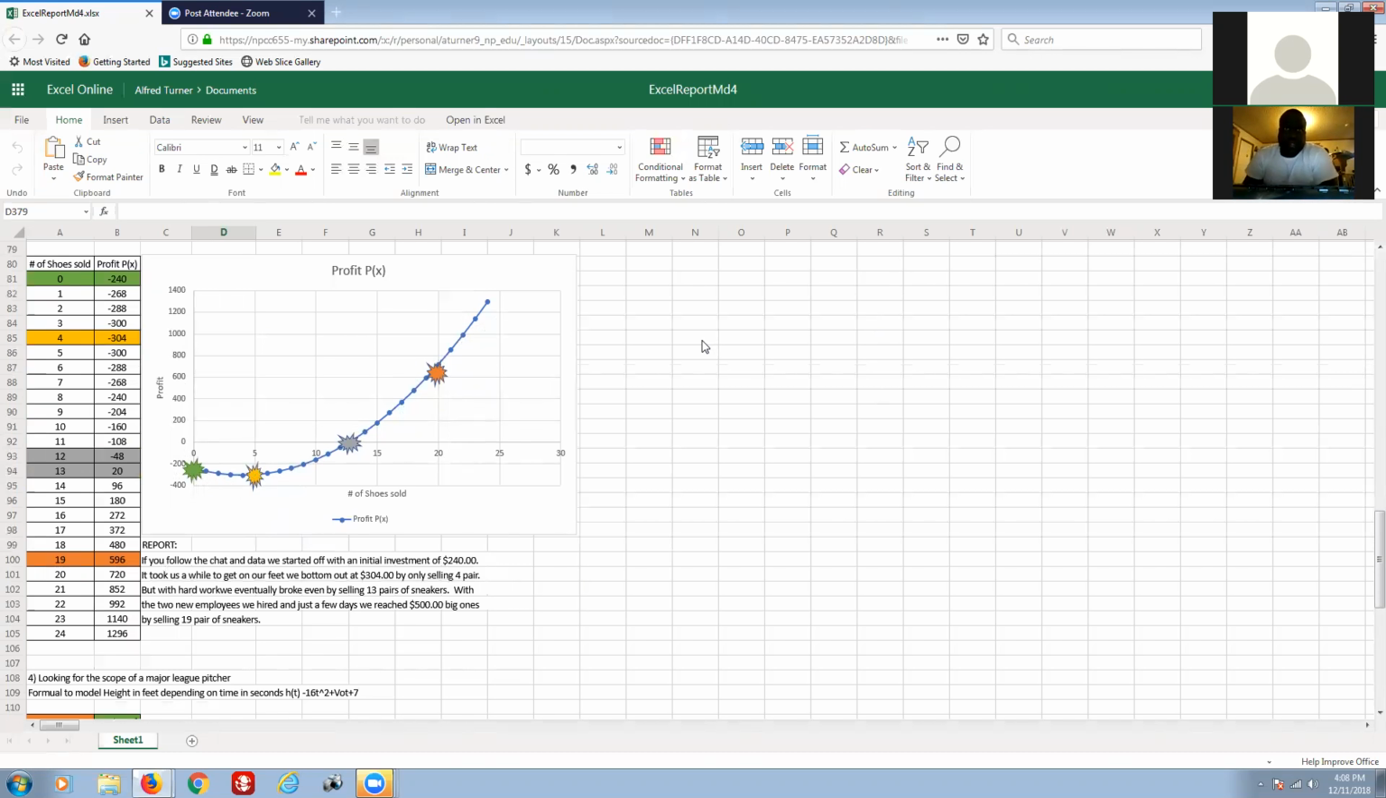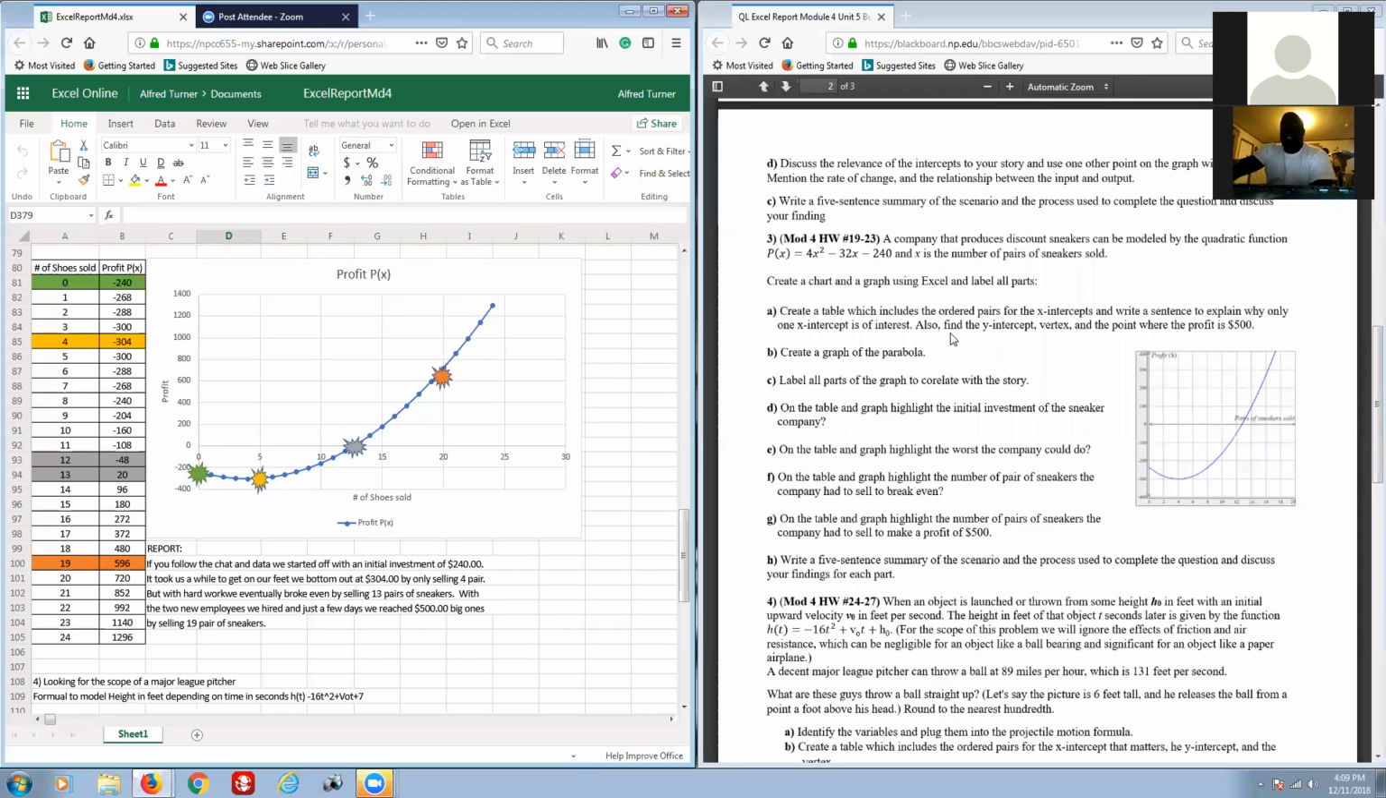It took us a while to get on our feet. We bottomed out at about $304, which is right here, by selling only 4 pairs. But with hard work, we eventually broke even by selling 13 pairs, which is right here. With the 2 new employees we hired, in just a few days, we reached $500, which is right here, by selling 19 pairs of sneakers, which is right here. Like I said, we went over that problem several times. Okay, moving right along.